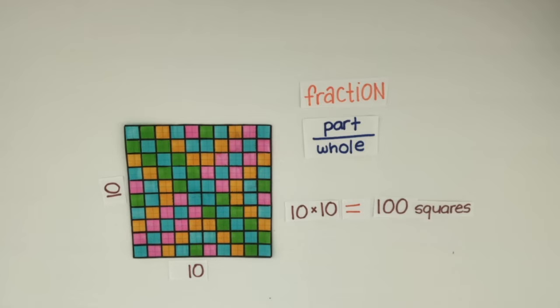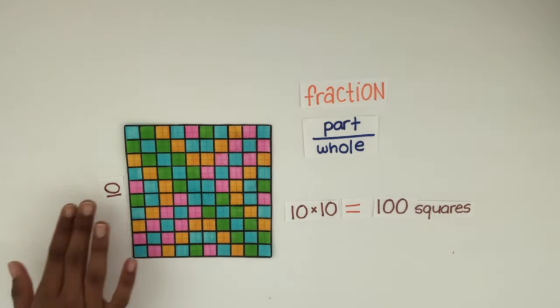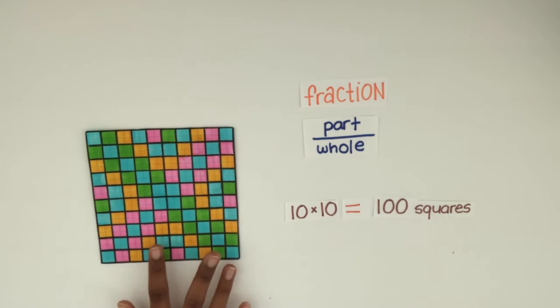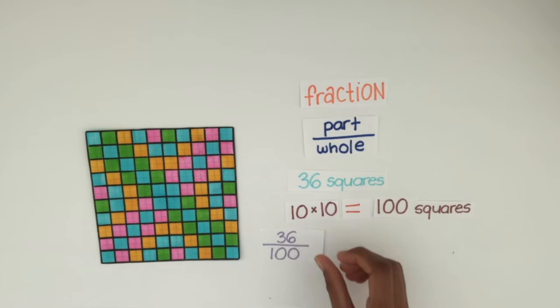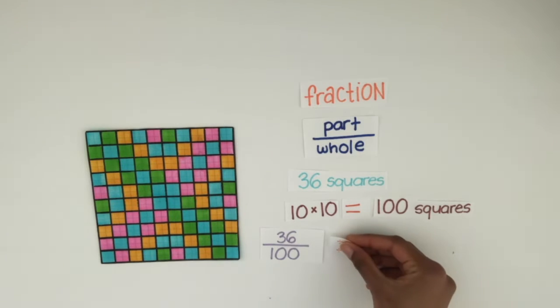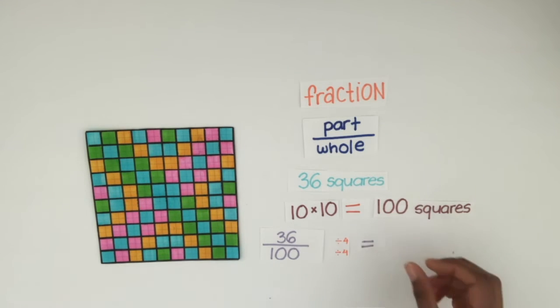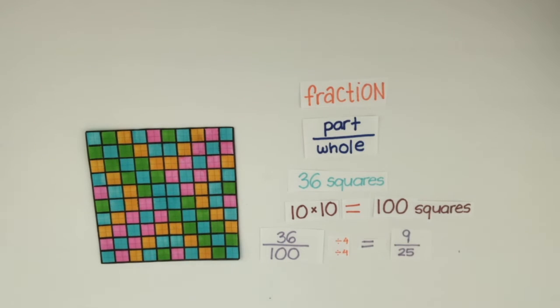Now we just need to find the part. What part of the board does the color blue make up? Well, if we count, then we see that there are 36 squares that are colored blue. If we put these into a fraction, we get 36 over 100. And by dividing the top and bottom by 4, we can simplify this fraction into 9 over 25. In other words, 9/25 of the board is blue.